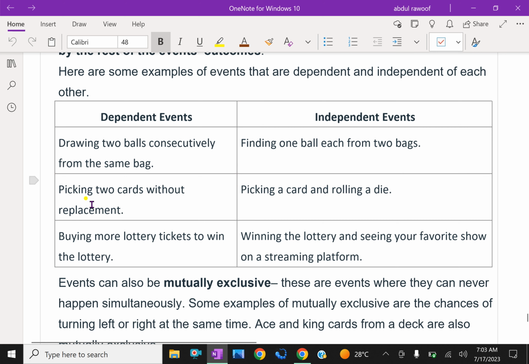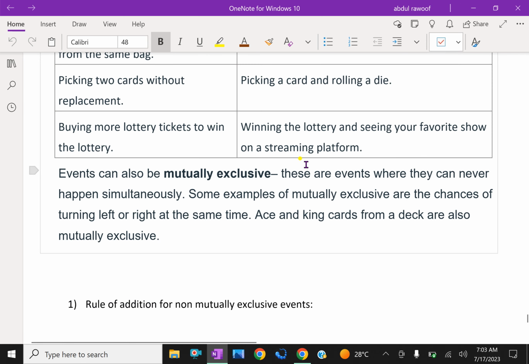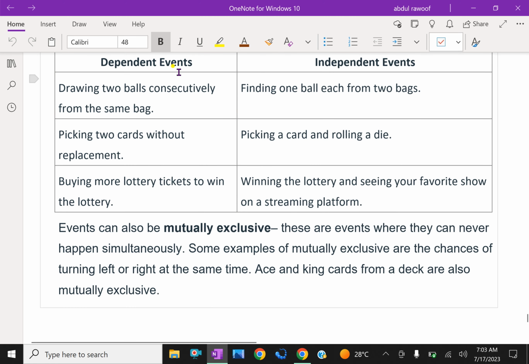For a dependent event, picking two cards without replacement. This is a dependent event. Independent is picking a card and rolling a die. Buying more lottery tickets to win the lottery is a dependent event because when you buy more lottery tickets, you have more chances to win. But winning the lottery and seeing your favorite show on a streaming platform is an independent event example.